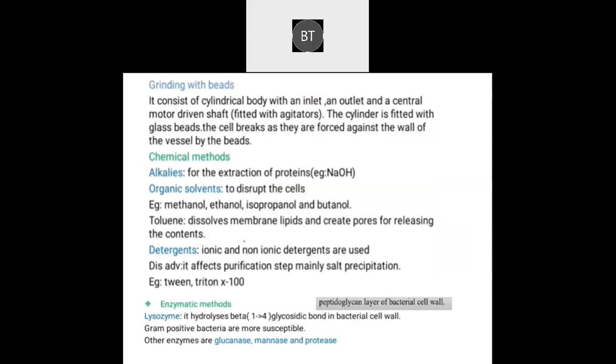The detergents we are going to use are ionic and non-ionic detergents. There are disadvantages also. It affects the purification step. Mainly, the salt starts precipitating. For example, Tween and Triton X-100.